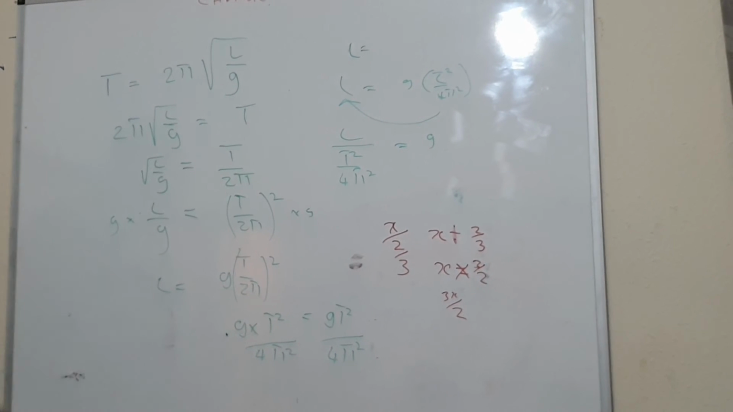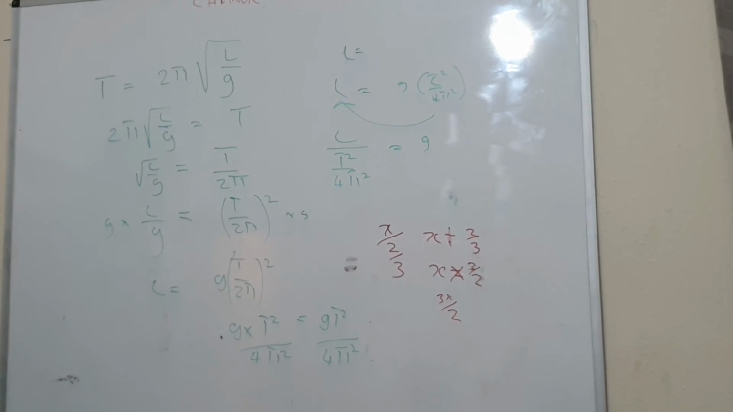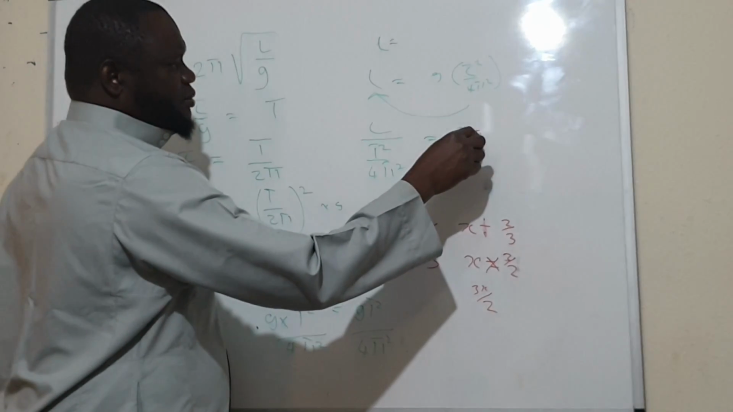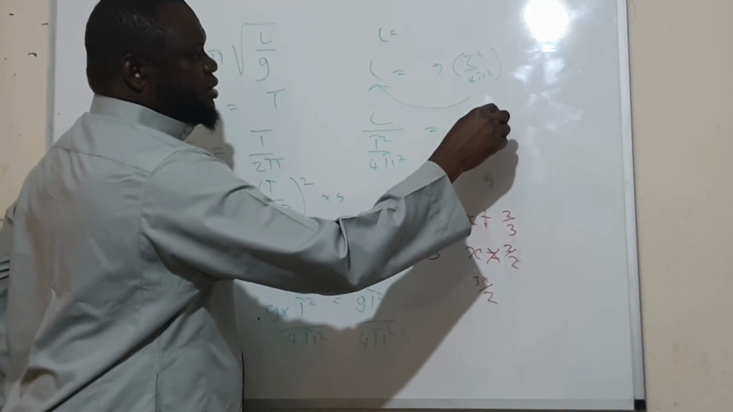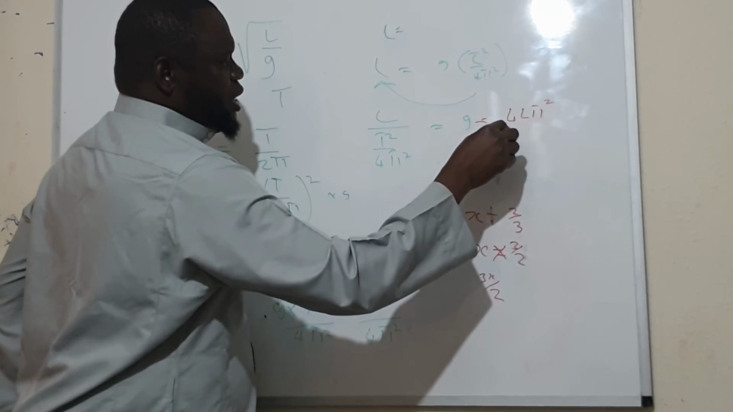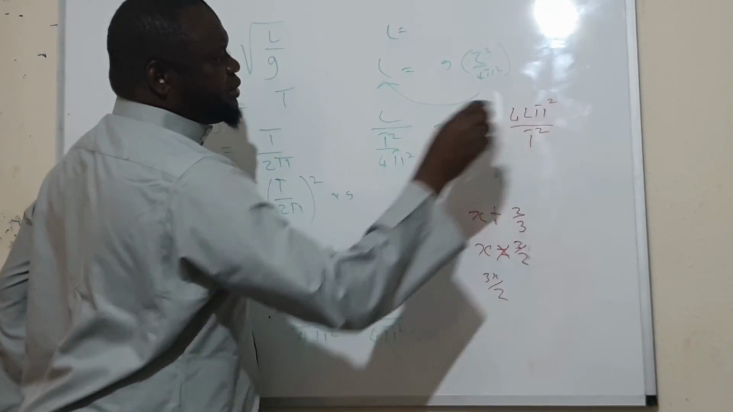So the same thing applies there. It would be L times 4 pi squared over T squared. So G is 4 L pi squared over T squared. That will be our answer.